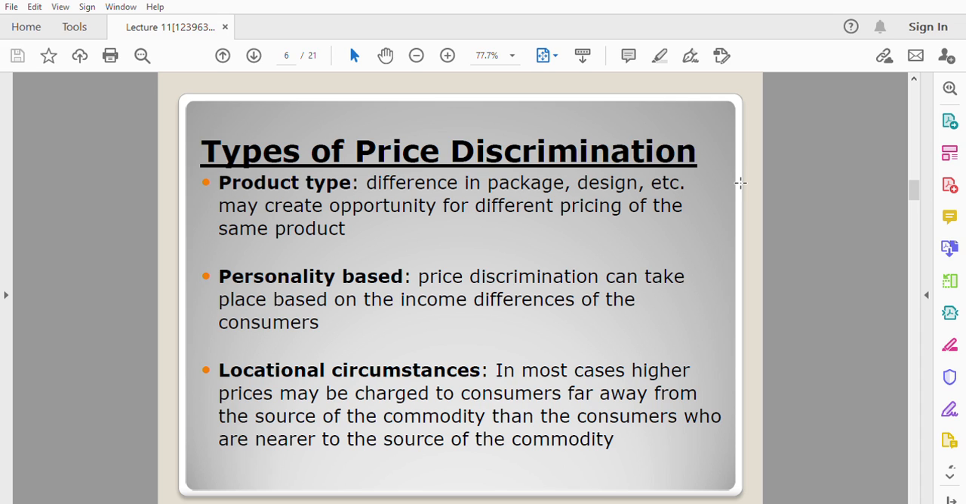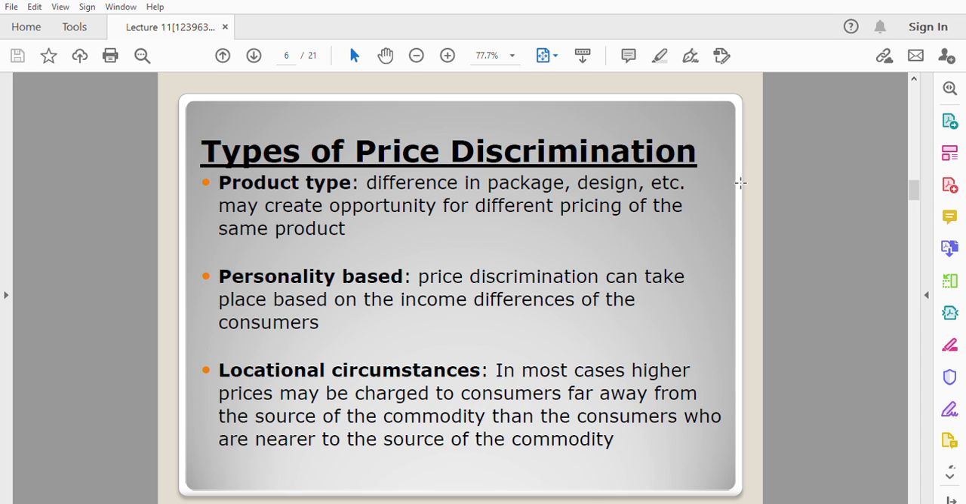The second is personality based. Price discrimination can take place based on the income differences of consumers. So sometimes firms look at the income of the person and charge the price he deems suitable for that person. And when we are poor and it's so obvious, maybe the person selling the commodity will know you are poor and charge you a very low price. So it's personality based.